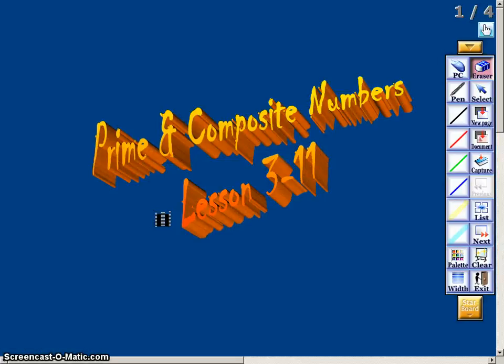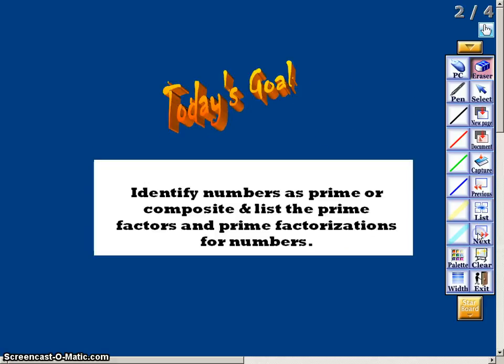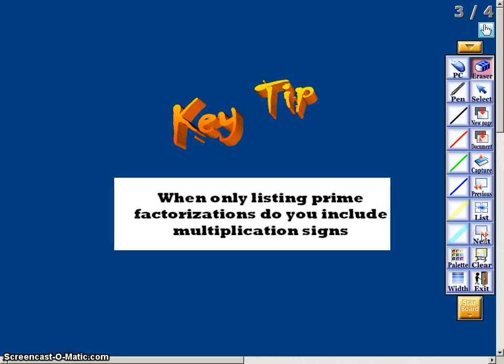This video is designed to show you some of the key concepts we discussed in Lesson 3-11, Prime and Composite Numbers. The goal for today was to be able to identify numbers as either prime or composite, and also list the prime factors and the prime factorizations for different numbers.